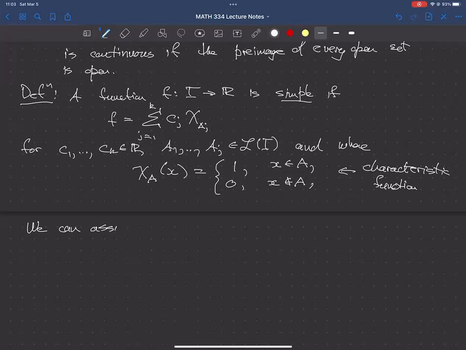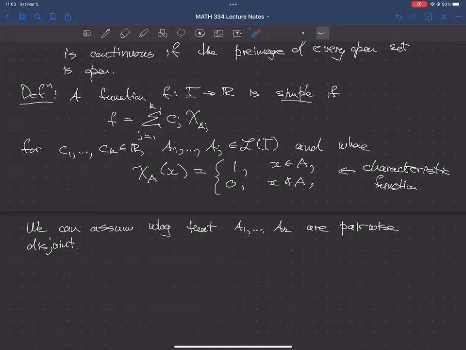Okay, so we can assume without loss of generality that the sets A1 up through AK are pairwise disjoint, meaning the intersection of any two of them is empty. The idea is that on the set Aj, the function f will take the value cj, because there are no other points in Aj which will be in any of the other sets.